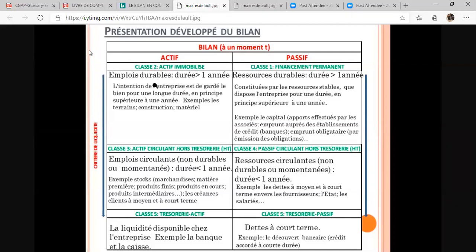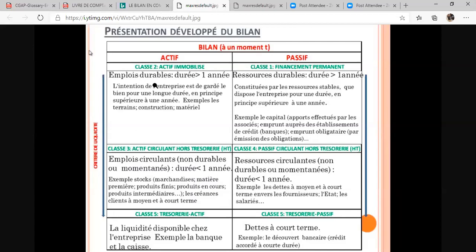You have capital, you have loans. So what you do with the capital and the loans is to start the business. So use elements from the class 1 to acquire elements from the class 2. Then we move on to the third class, which is actif circulant. So actif circulant comprises of current assets that are bought for the main purpose of resale or for the main purpose of making profit out of them. They are not really bought to stay in a business for a long period of time. So that's it for the third one.